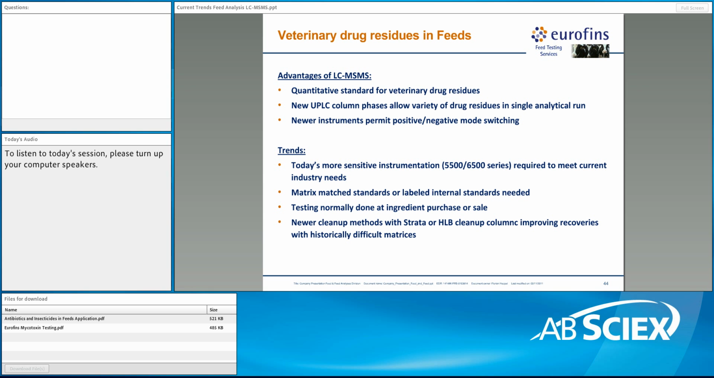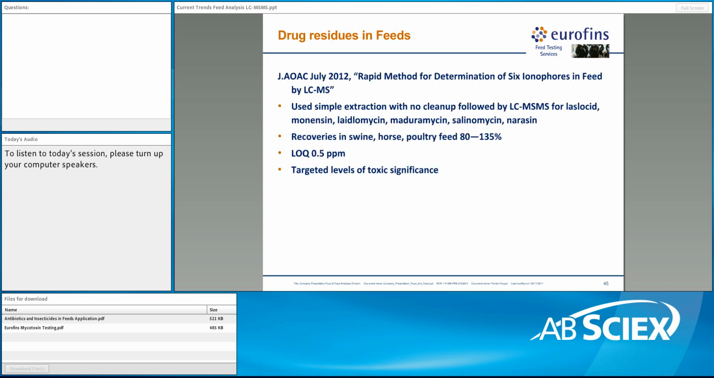Matrix-matched standards, obviously, or labeled internal standards. In most cases, matrix-matched standards are the preferred way to calibrate for these low-level drugs in feeds. Testing for these compounds is normally done at the commercial level at the ingredient purchase or sale. And then the newer cleanup methods that we employ here use Strata or HLB column cleanups that have improved recoveries for samples that have been historically very difficult to clean.